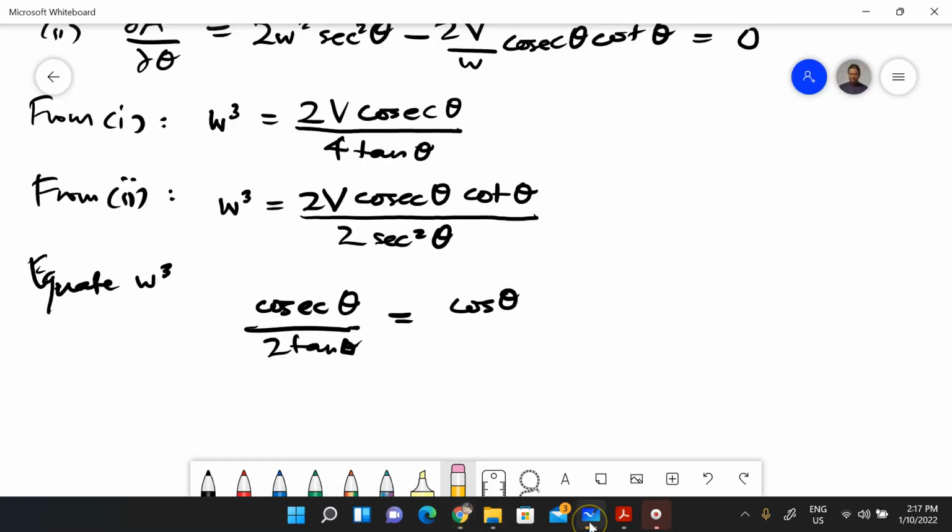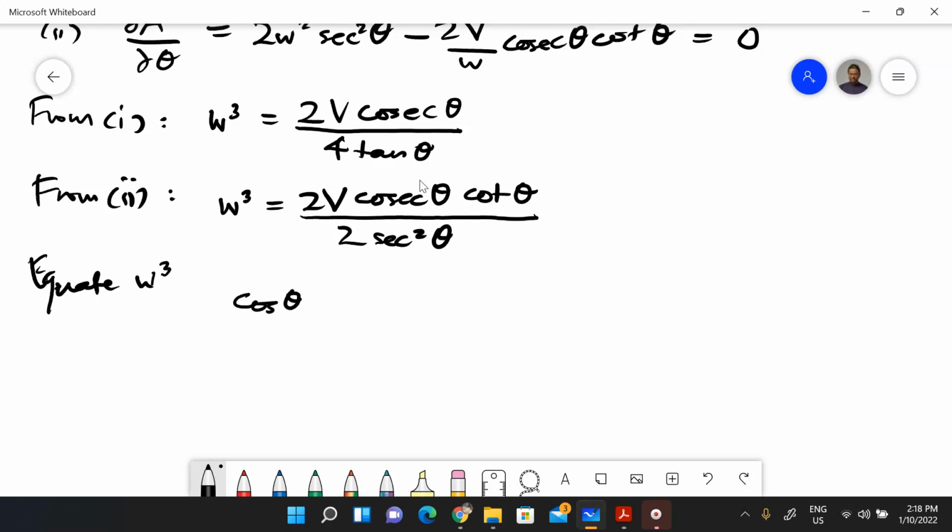So we are equating these two equations for W cubed. I think I should simplify this. Maybe I should erase everything. I will equate W cubed and then simplify. We want to simplify this a little bit, so I'm just going to write down the answer. Cos theta over 2 sine squared theta.